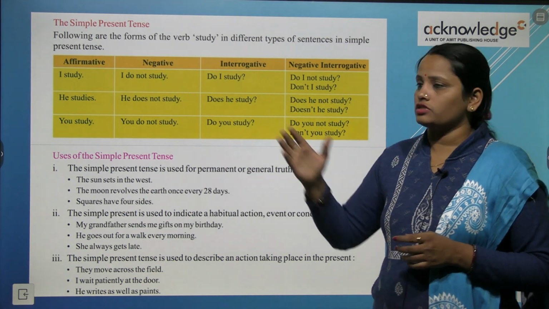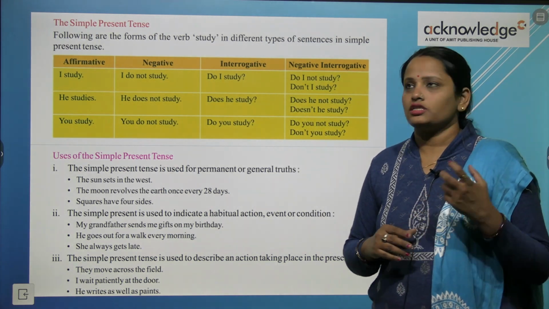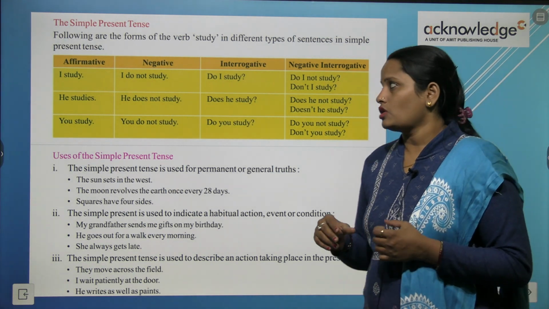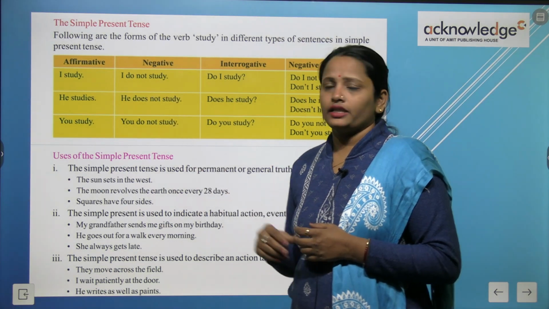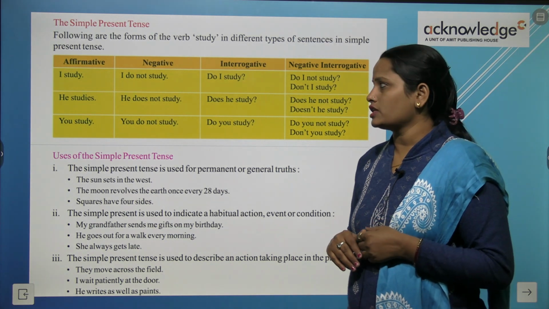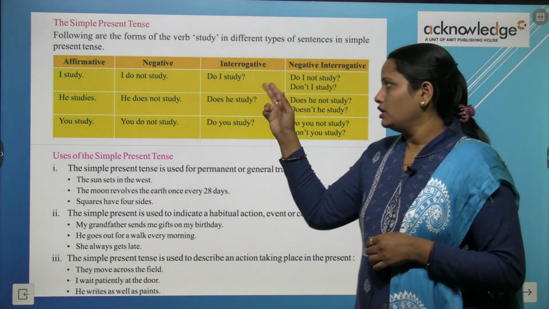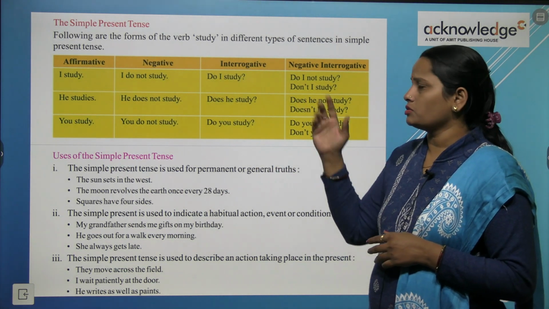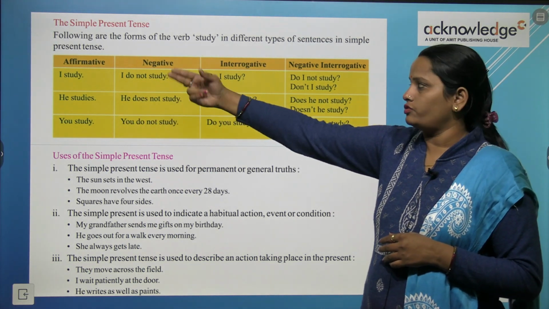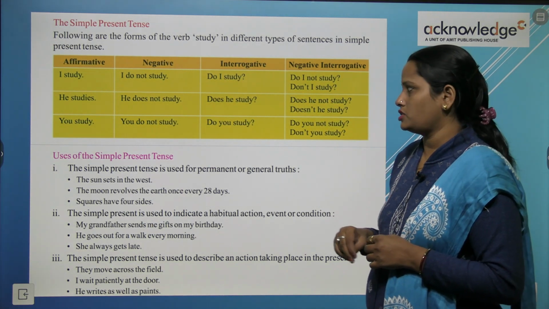So in simple present tense, first is the affirmative. You know affirmative means positive sentence and negative means negative sentence. Here is interrogative and negative interrogative. So how to change these? The first was I study, I read, and when we convert to negative, what happens? With I we put do, and between do and study we put not. I do not study. Now, do I study? Now we have made a question in interrogative, because we have to remove not, and take do to the start, in the place of the subject. So, do I study and do I not study.